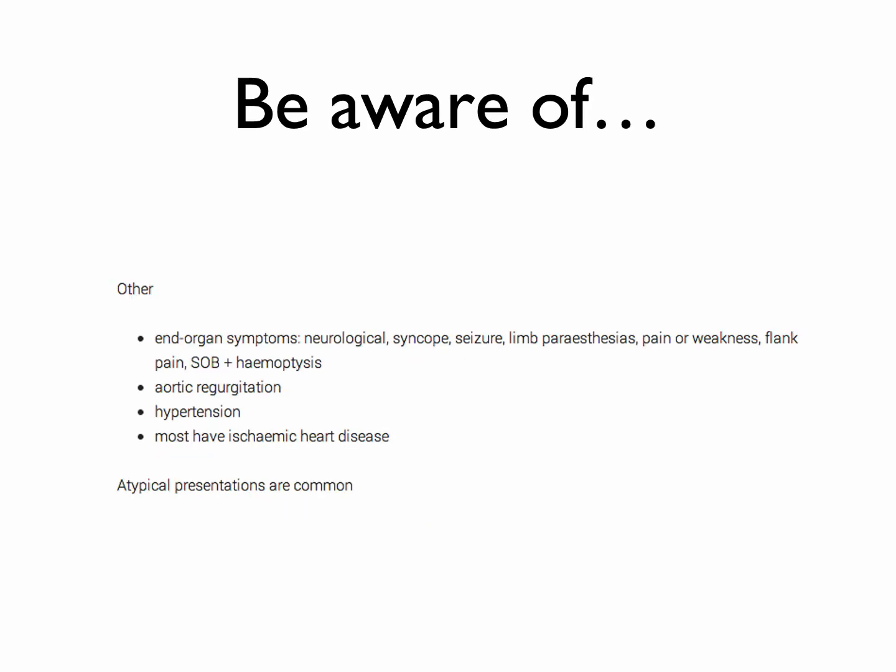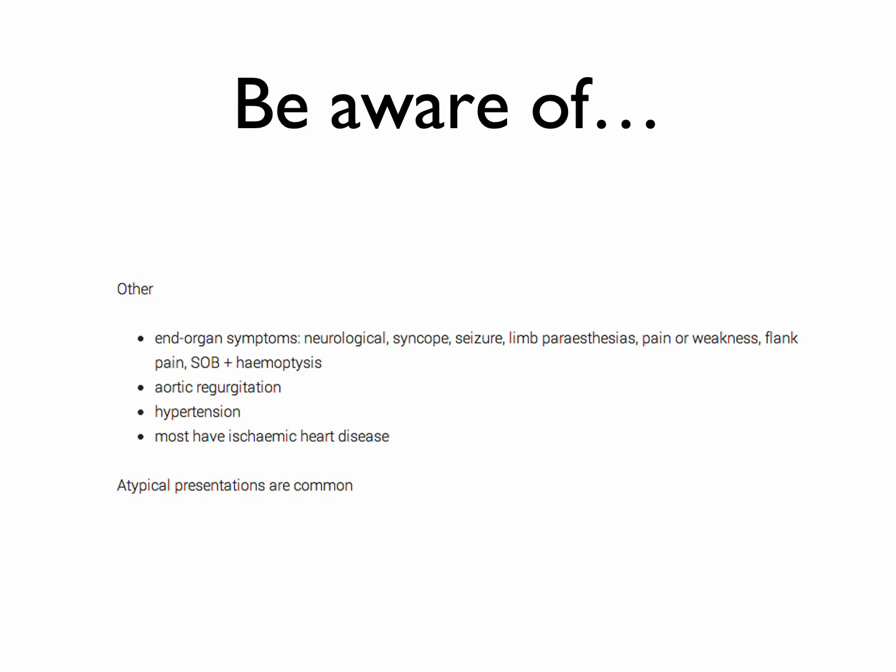The other thing to be aware of, because of those vessels that branch off, like your subclavian arteries and carotid arteries, is that we can get other end organ symptoms. So it may not all be cardiac related. Aortic dissections can present with neurological symptoms. They can present as a syncope, as a seizure. We may notice limb paresthesia, pain or weakness, flank pain, shortness of breath, and hemoptysis as well.